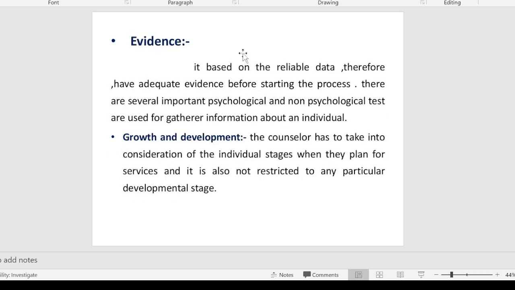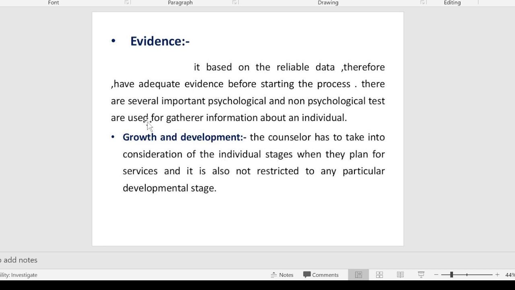So next one is, it is evidence based. When you suggest anything to the people, definitely you have to remember it should have sound evidence. Sound evidence means it is based on reliable data, therefore it has adequate evidence before starting the process. Suppose you are telling about the importance of family planning methods, then you should have the evidence that these methods will help you to solve these problems, or will help you in an emergency situation. So like that, evidence should be there.